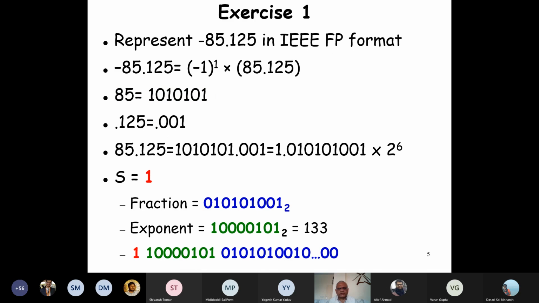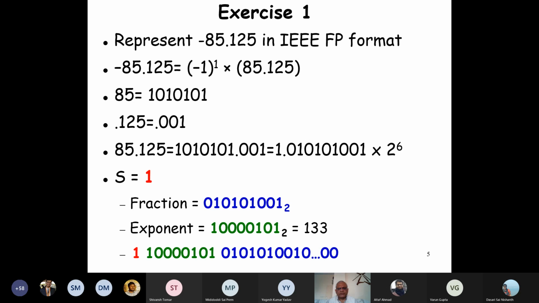Now let's look at this one. Minus 85.125. Again, trying to have the binary representation. And the sign bit is 1. And the integer part is 64 plus 16 plus 5, which is 1010101: 101 is the 5, the 16, and this is the 64, that makes 85, and then 0.125 is 0.001.